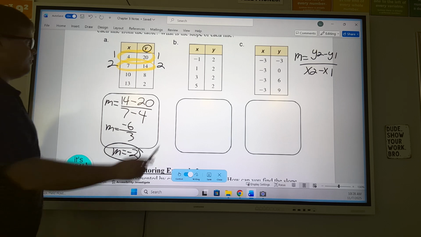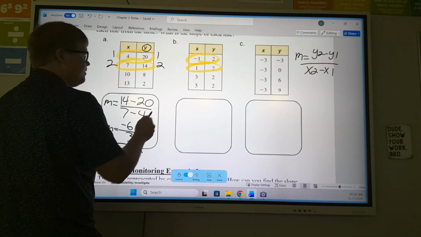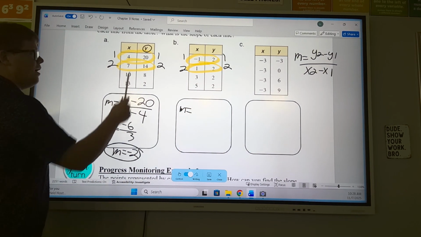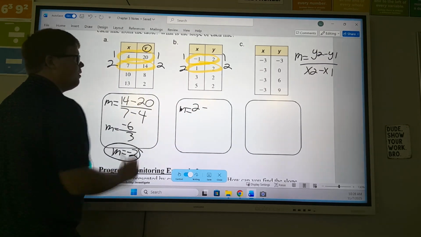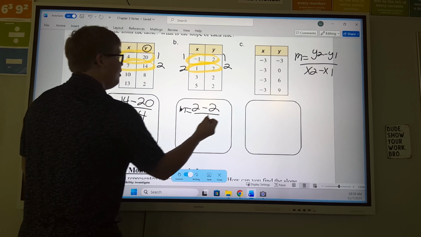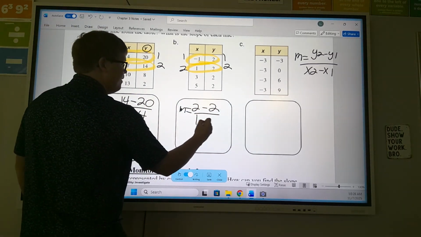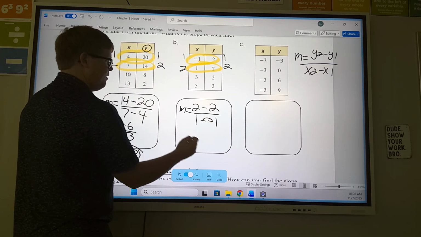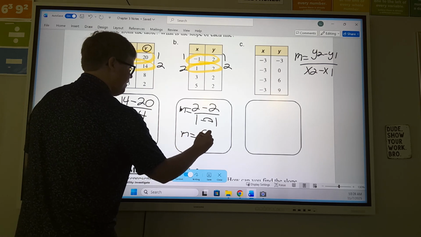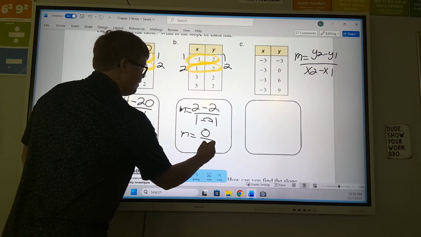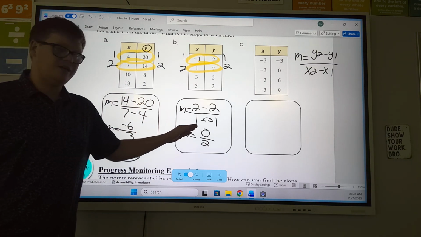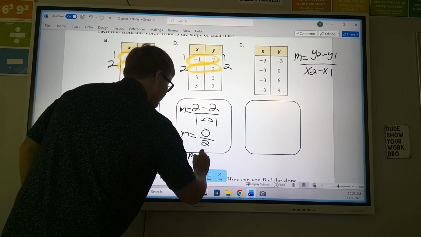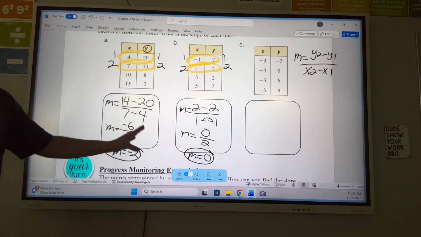Okay, moving on to B. We're going to do the exact same thing. Take these two, make them our 1 and 2s. For y, our y2 is 2, minus our y1, which is 2, over our x2, which is 1, minus our x1, which is a negative 1. 2 minus 2 is 0, and 1 plus 1 is 2. Now, the question is, can we divide 0 by 2? You can always check in a calculator. 0 divided by 2 is 0, so our slope is 0. It's not undefined, it's 0.